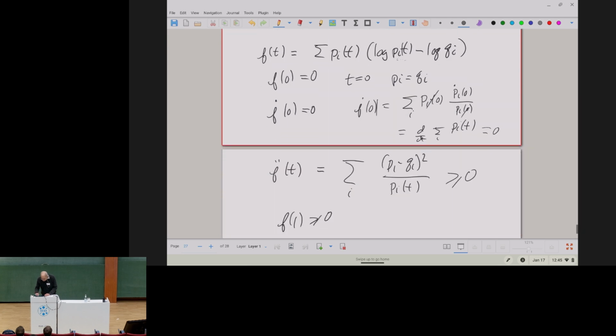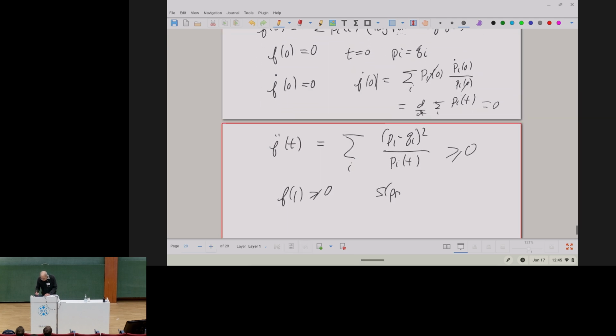F of 1 is the relative entropy between rho d and sigma. And if you look over the proof, you'll see it's strictly positive if rho d is not equal to sigma.